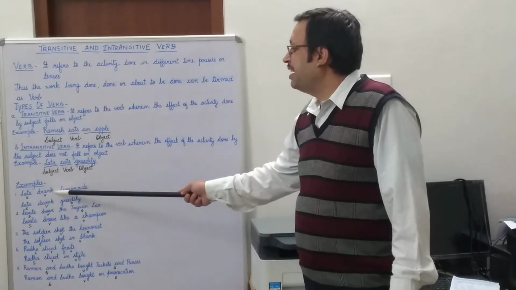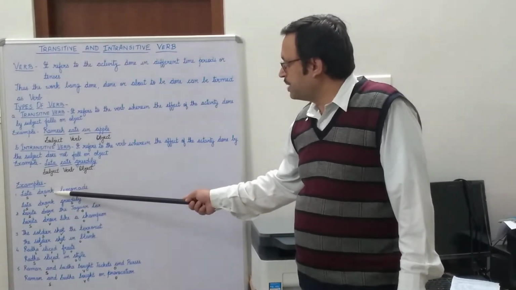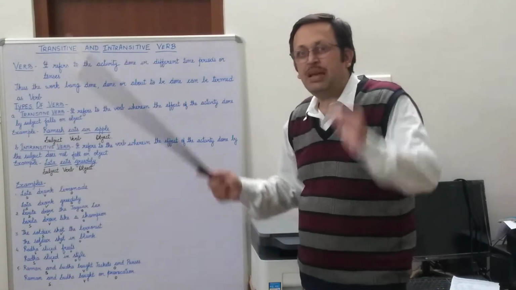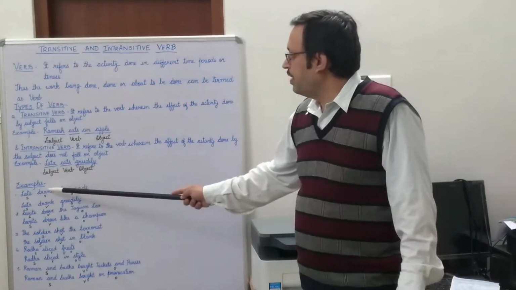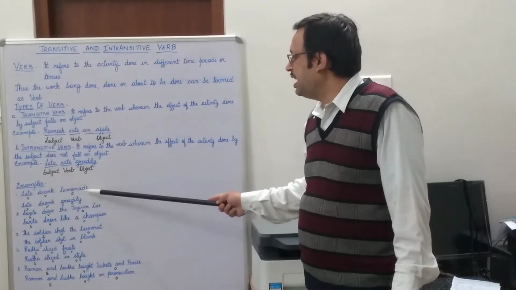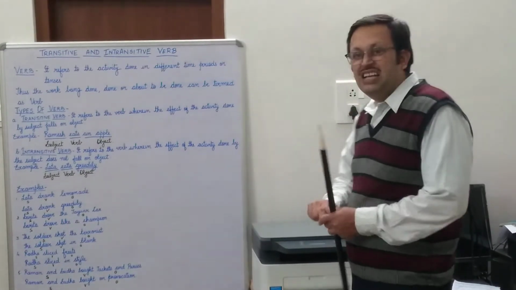Actually, the effect fell on the object. How did it fall on the object? Because Lata drank lemonade, so the lemonade was getting finished. So when the effect of the activity falls on the object, then it becomes what? It becomes a transitive verb.